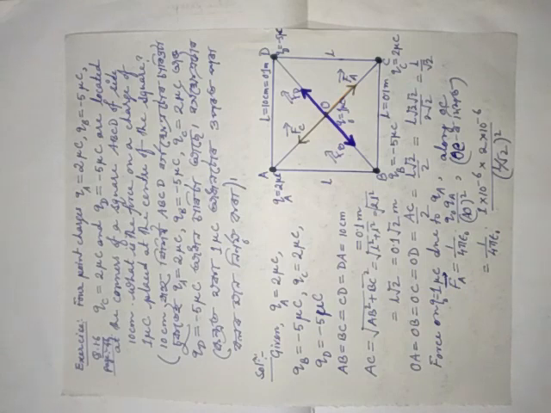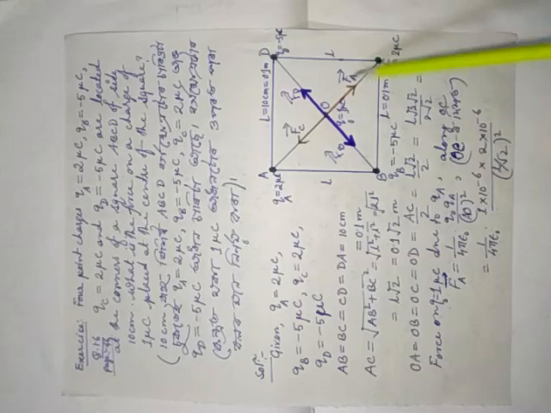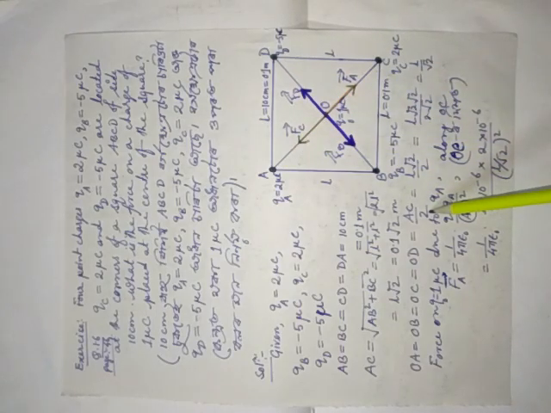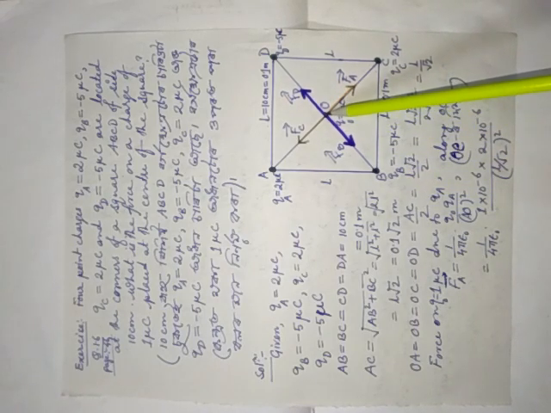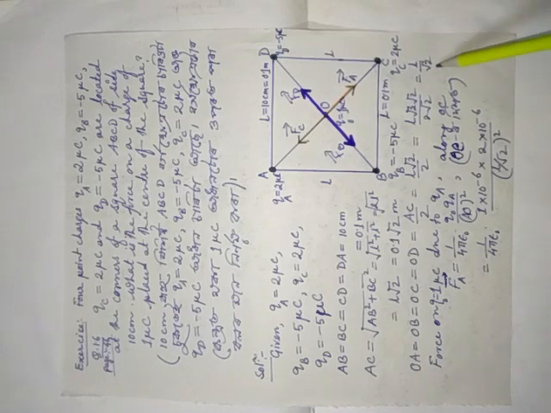Then see here, since these two diagonals intersect each other, that means OA equal to OB equal to OC equal to OD equal to what? AC by 2, because diagonals intersect each other equally at the mid center. That means AC is L root 2, divided by 2. Just simplification, if you multiply root 2 in both numerator and denominator, then you will get L by root 2.